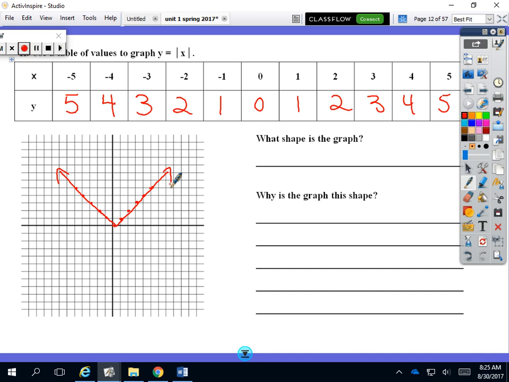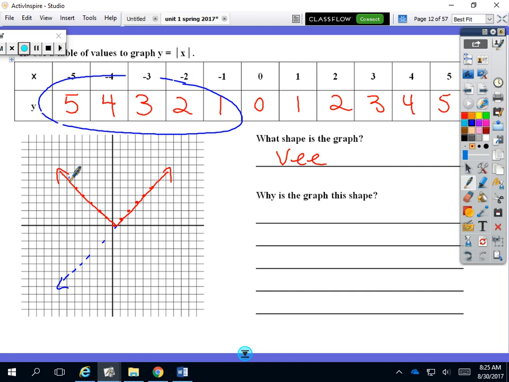So, what shape is this graph? Well, it's absolute value and it looks like a V, right? And the graph is this shape because while we still have this end of the graph pointing up, remember the linear function in this direction was going towards negative infinity. However, when we change the negative x values to positive y values, then we end up going towards positive infinity. So the graph flips over the x-axis.